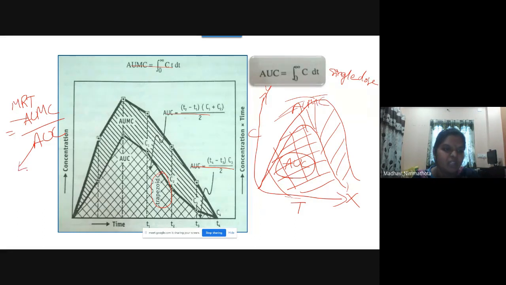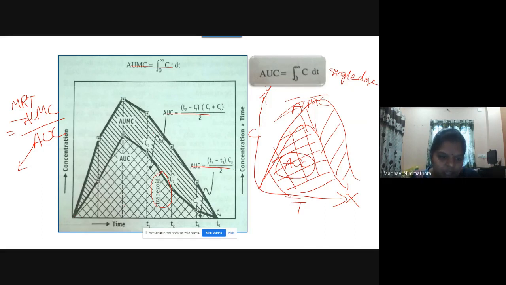And AUC is area under the zero moment curve, or area under the curve. So this is what the MRT tells you. And then these are all simple derivations. See here, in this trapezoidal rule, this graph will explain it to you.